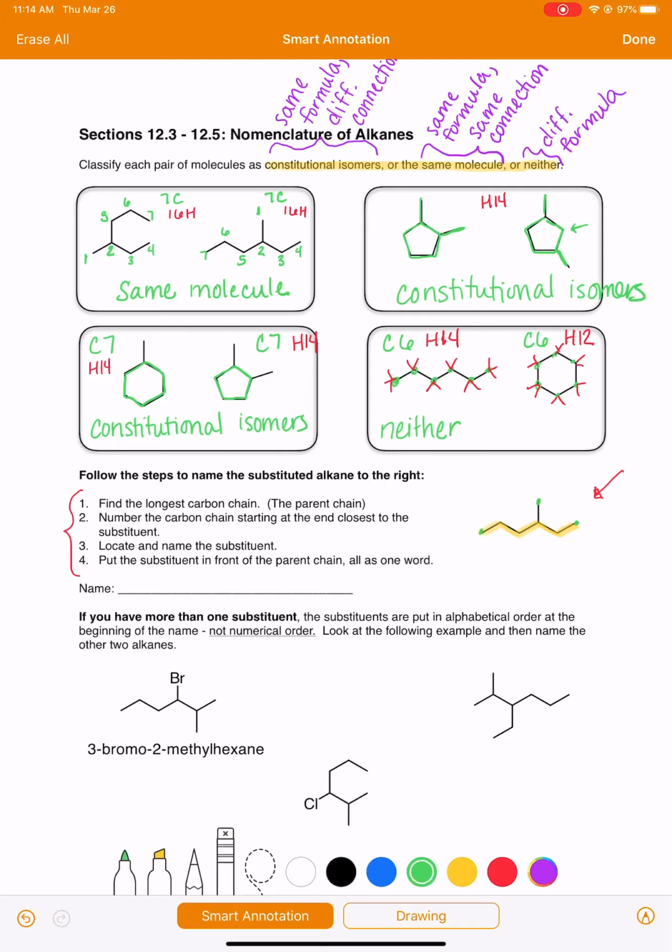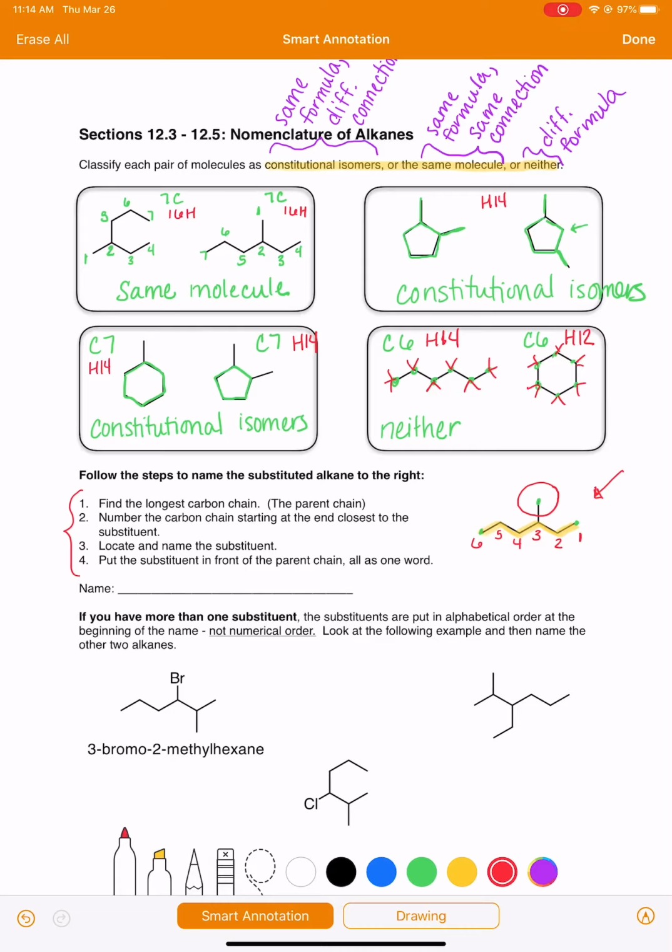Step number 2, we need to number that carbon chain. We're going to number it starting at the end closest to the substituent or the branch. So there is our substituent or branch, which means we want to start numbering on the right side because this branch is closer to the right side of the molecule than to the left side. We're going to number from right to left. 1, 2, 3, 4, 5, 6.